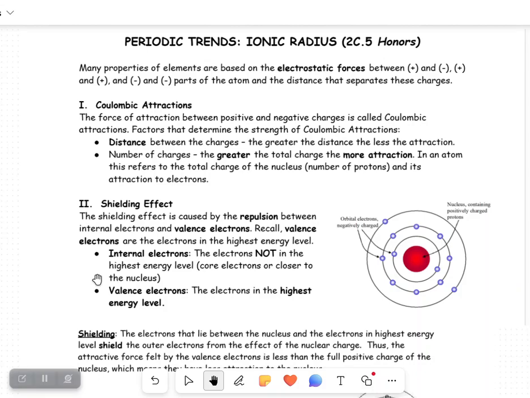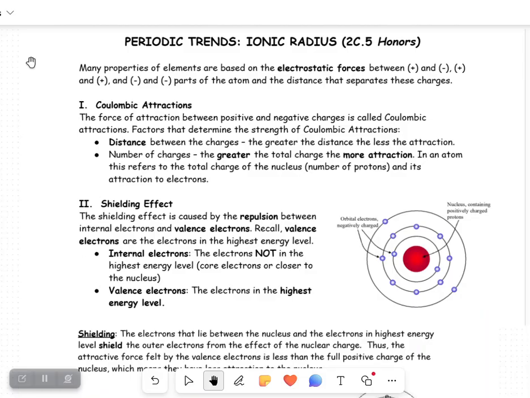Okay, this honors chemistry lesson is on ionic radius. In order to talk about ionic radius, I'm going to review Coulombic attraction and the shielding effect, and then see how that relates to atomic radius, and then we'll go into the radius of ions. So you should have your sheet with you that looks just like mine, so you can take notes as I go. So let's start here at the top.